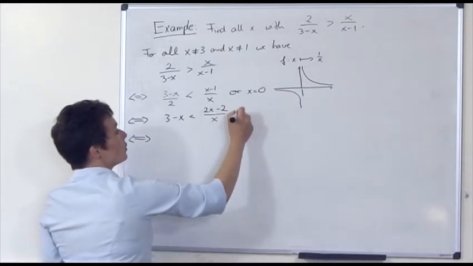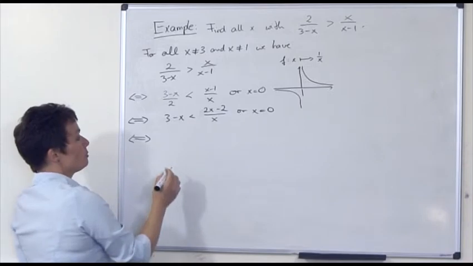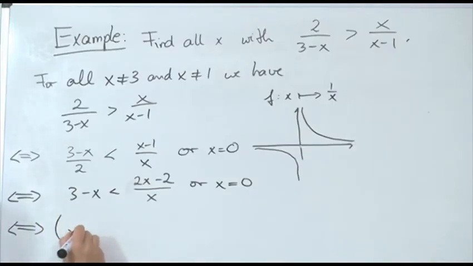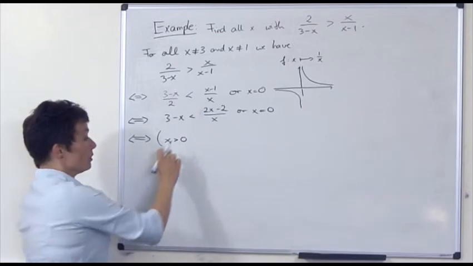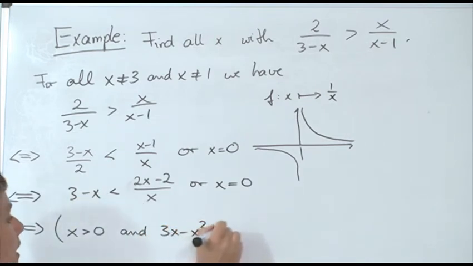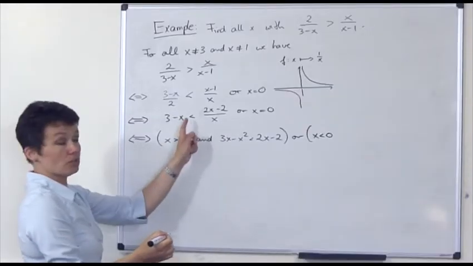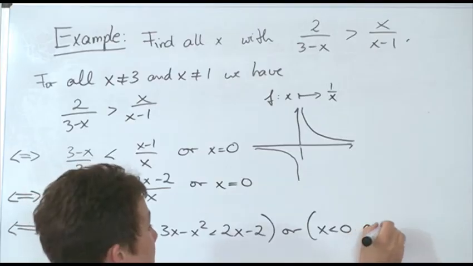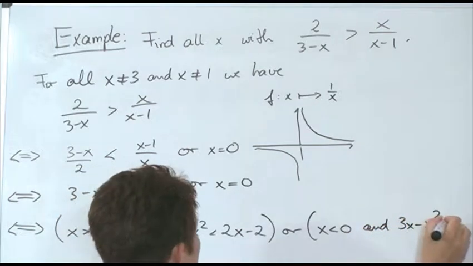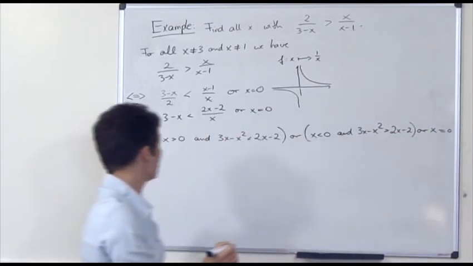So here I forgot to carry along the extra solution x equals 0. So the next step, I want to now multiply by x, but I need to distinguish between two cases. For case 1, x is positive. Then I can multiply by x without changing anything, and I get 3x minus x squared less than 2x minus 2. Or x is negative, if I multiply by x, I need to change the symbol around. And we'll carry along the extra solution x equals 0.